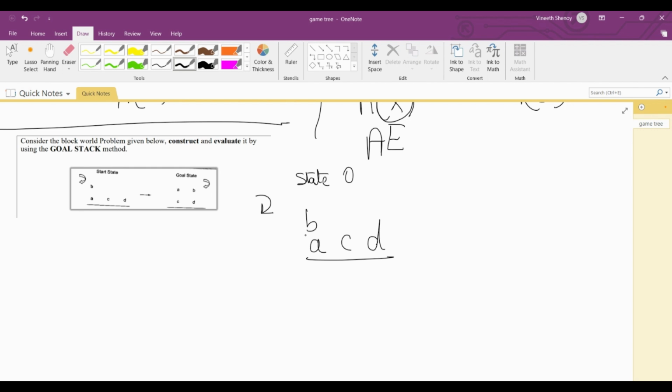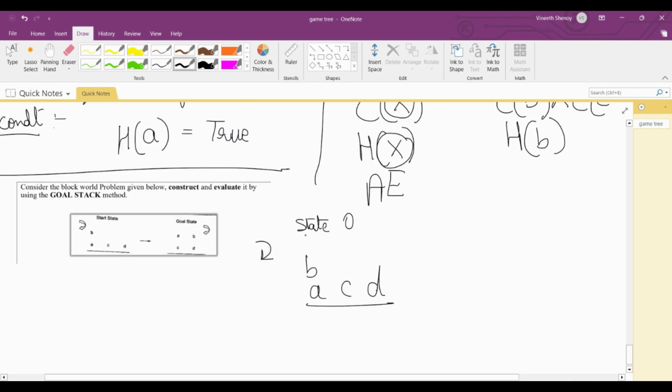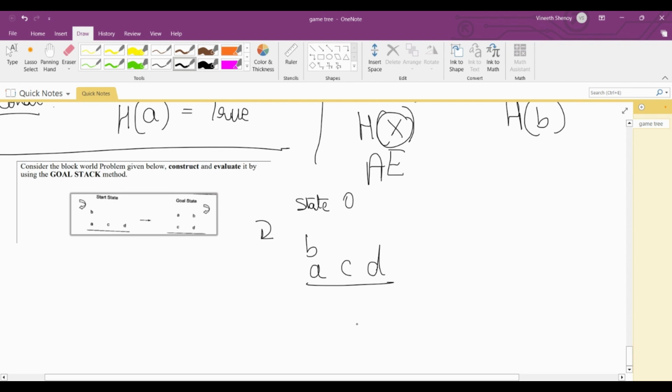How can we write this in terms of the formula based on the predicates that we just learned? We can write everything that you can see in the start state. So first thing, what can you observe? B is over A, right? So we can write ON(B, A), which means block B is on block A, correct?